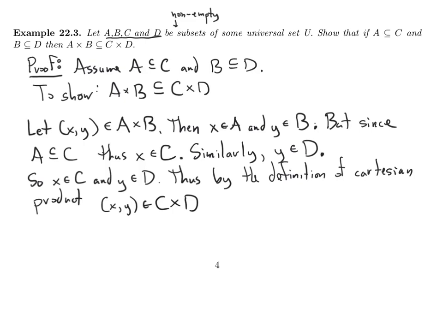And that's it. We started with our assumptions that A was a subset of C, B is a subset of D. We wanted to show that A cross B is a subset of C cross D. So we pick an element in A cross B, and we use our assumptions to show that it's also in C cross D. So that means that A cross B must be a subset of C cross D, since this was an arbitrary element. This argument would work with absolutely any element you picked from A cross B. And we are done.